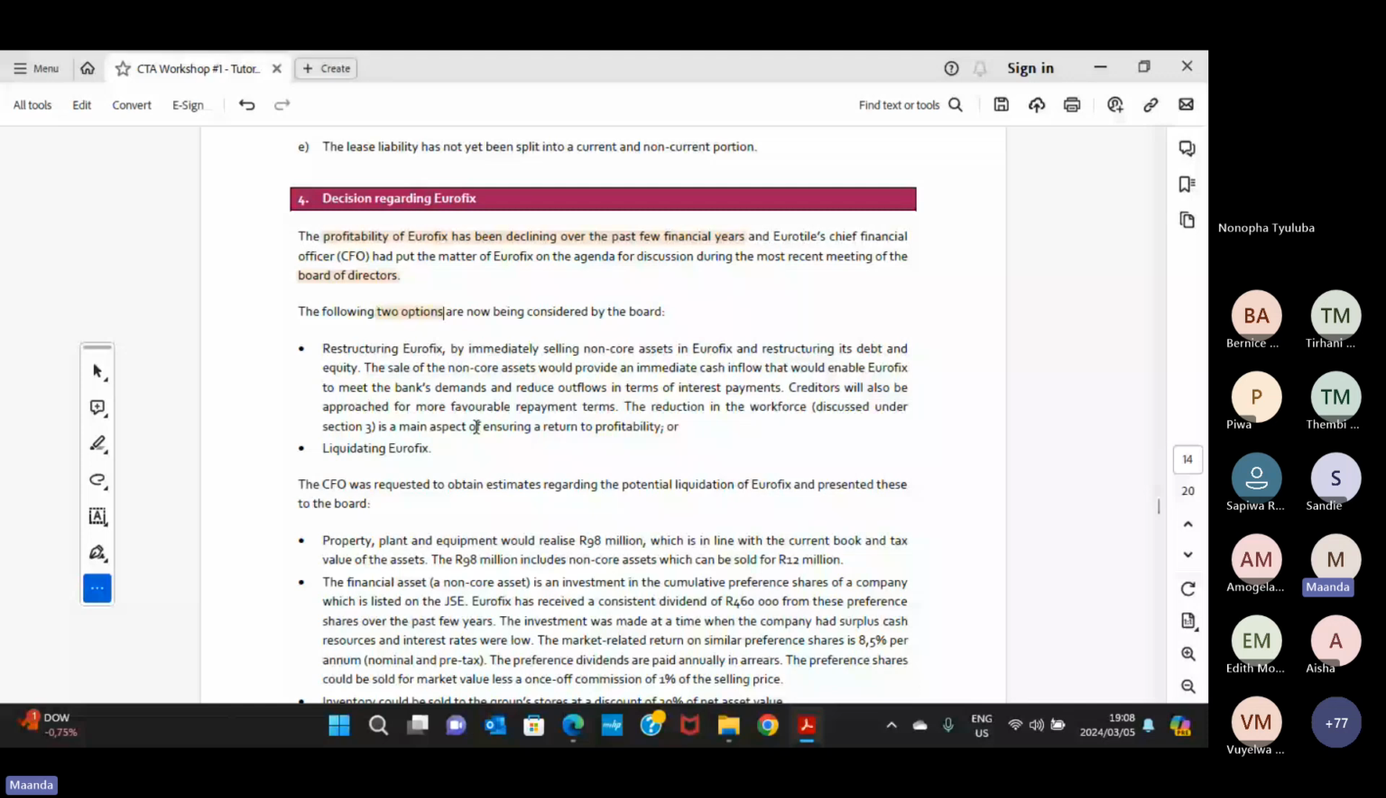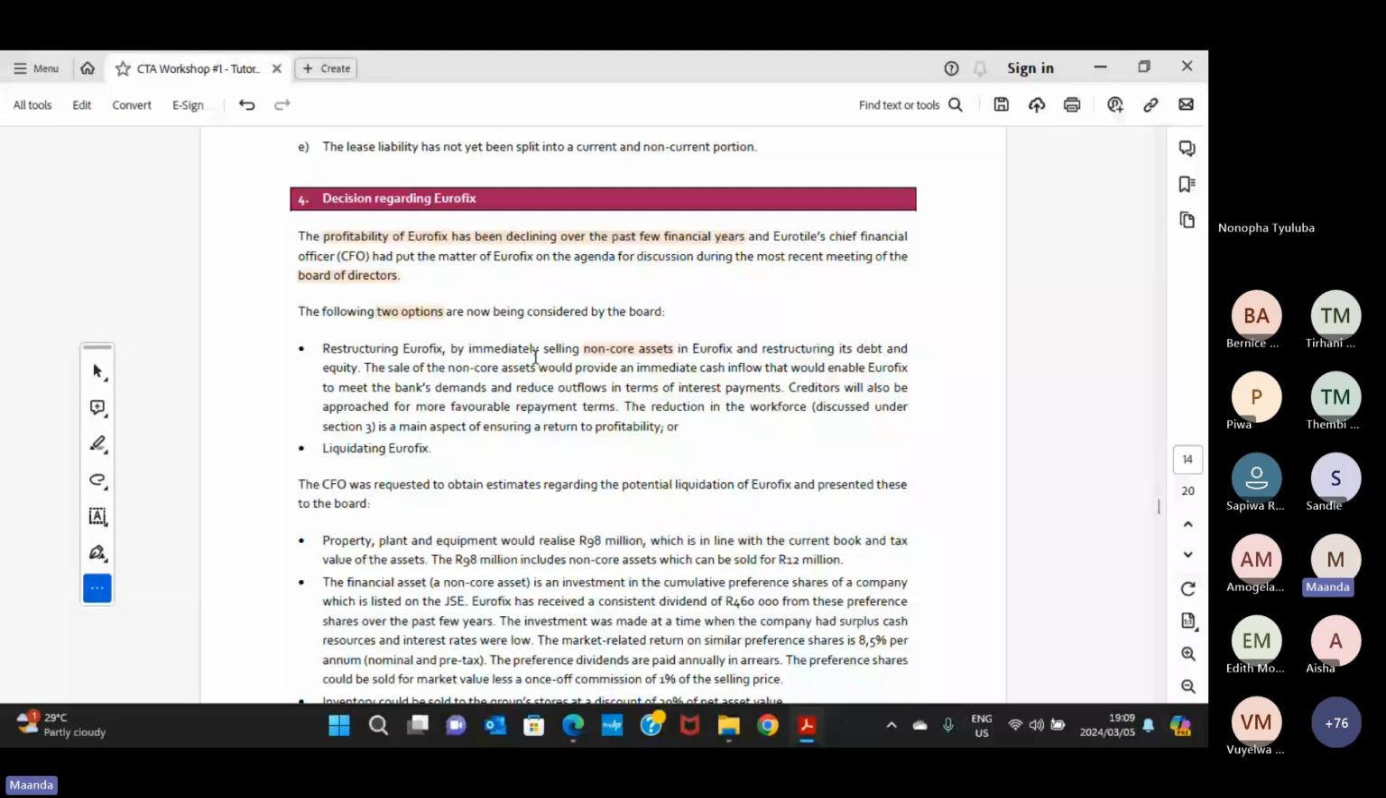It means that from this paragraph alone, I have to generate enough points for my qualitative factors of restructuring and also my quantitative factors of restructuring. That brings us to the second point of exam technique: being able to break down the required and read critically in terms of understanding what I'm being asked. So restructuring, Eurofix. By immediately selling non-core assets, one, I'm going to immediately sell non-core assets.